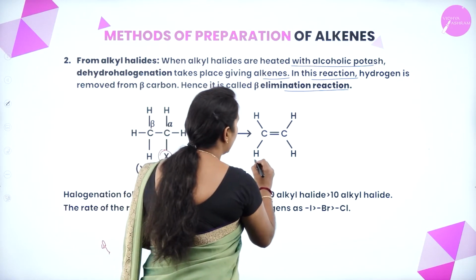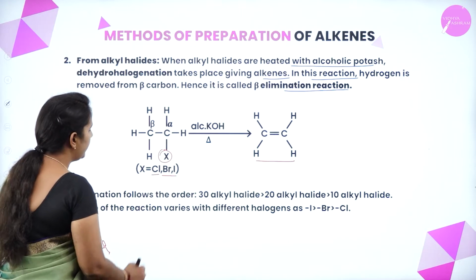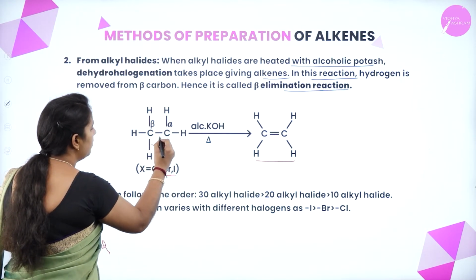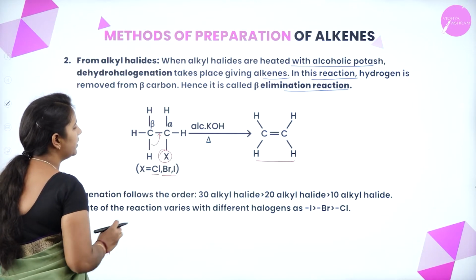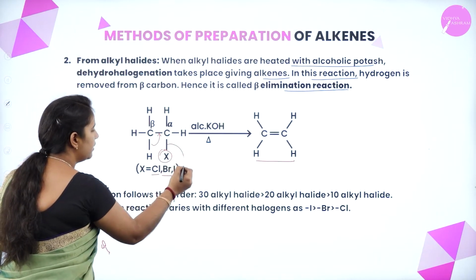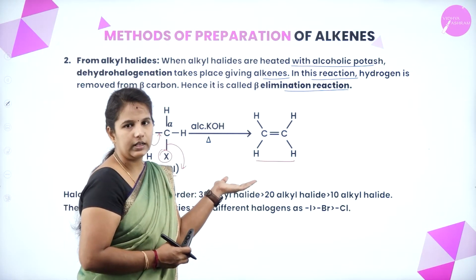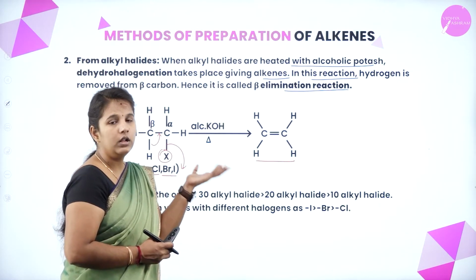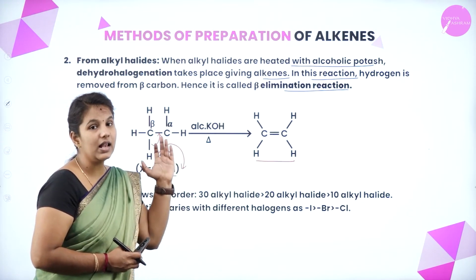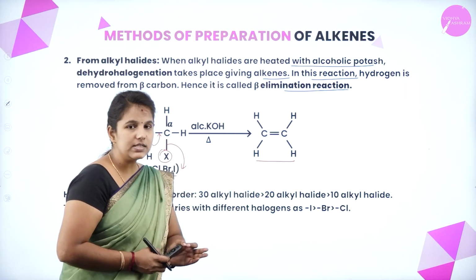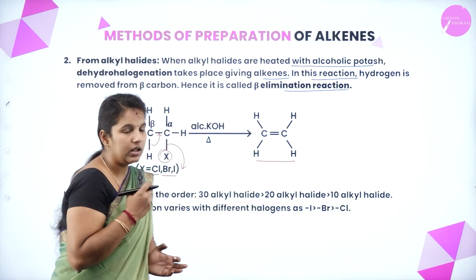Upon treatment with alcoholic potash, it gives rise to the alkene. How does it form an alkene? This hydrogen atom will be removed, which gives rise to the carbon-carbon double bond, and this halogen atom will get eliminated and form an alkene. This is how you can prepare the alkene by using alkyl halide, and this kind of reaction is also known as beta elimination.